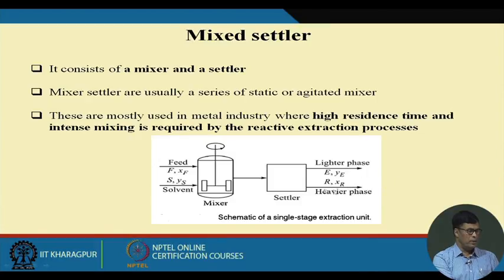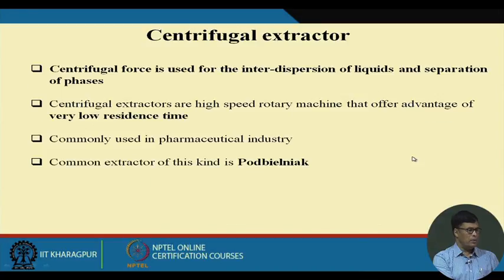But this is mostly used for the separate metal industry. Now, the centrifugal extractor is used for interdispersion of liquid and separation of phases. Centrifugal extractors are high speed rotary machines that offer the advantage of very low residence time and are commonly used in the pharmaceutical industry.